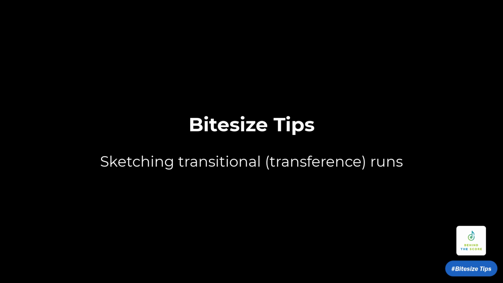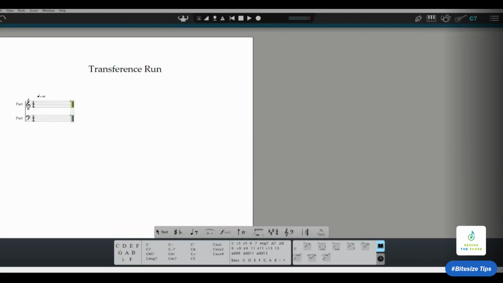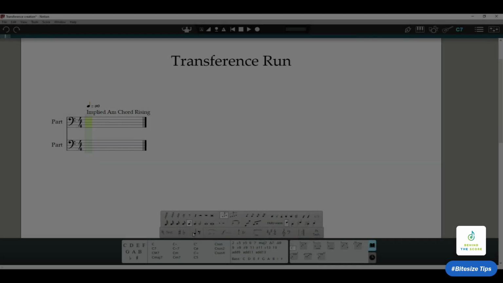So in this brief little tip, I'm just going to show you how to make transference runs, transferring to different orchestral groups, for instance. And you could actually sketch these things out with two staves. So that's exactly what we're going to do in this. So let's go ahead and get started.